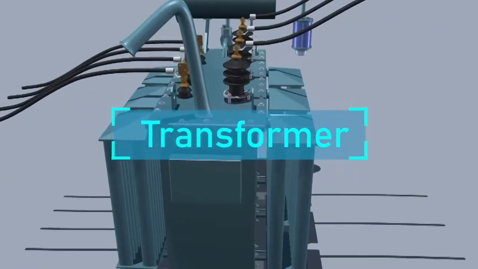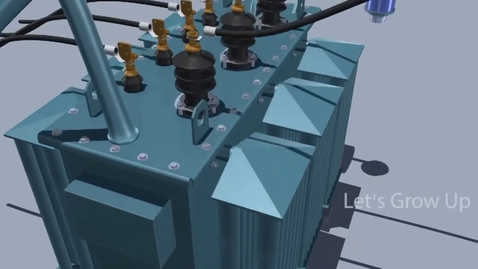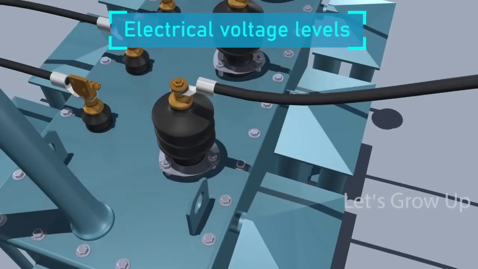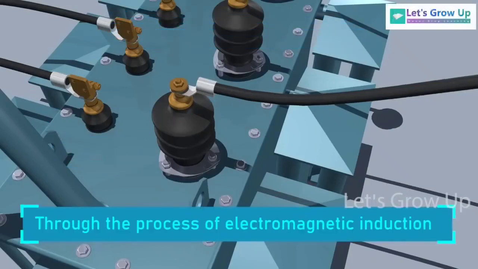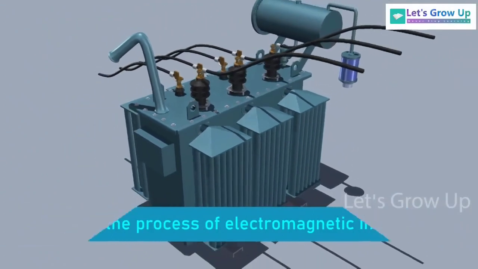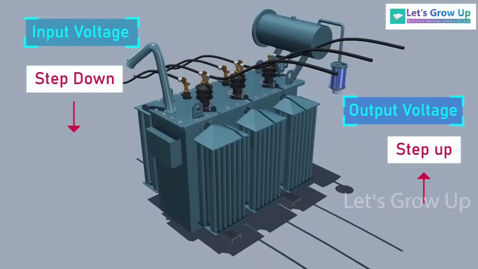Sometimes it could be a small or big size. A transformer is a passive electrical device that transfers electrical voltage levels from one circuit to another through the process of electromagnetic induction. It is mostly used to increase the voltage levels between circuits, which is called a step-up transformer, or decrease the voltage, which is called a step-down transformer.